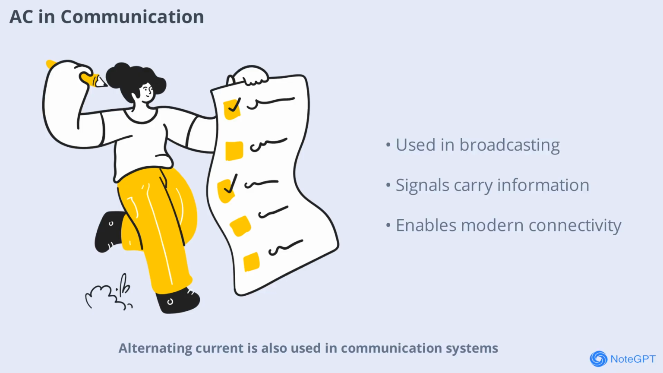Alternating current is also used in communication systems, such as radio and television broadcasting. AC signals are modulated to carry information over long distances. Understanding how AC is used in communication helps us see its impact on modern technology and connectivity.